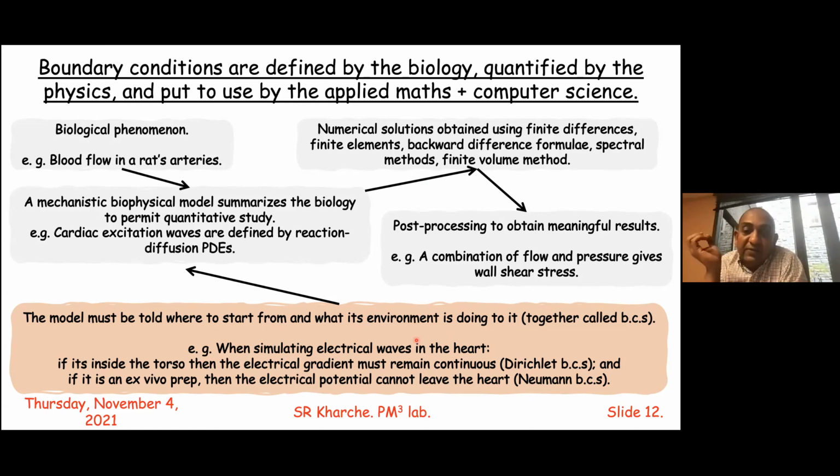In yet different worlds, we might take an aorta and put it inside of an artificial body. And there, the boundary conditions are yet somewhere else. In general, when simulating electrical waves in the heart, we must have either Neumann or Dirichlet boundary conditions, depending on whether you are inside or outside of the torso. And a similar argument applies for blood flow problems.